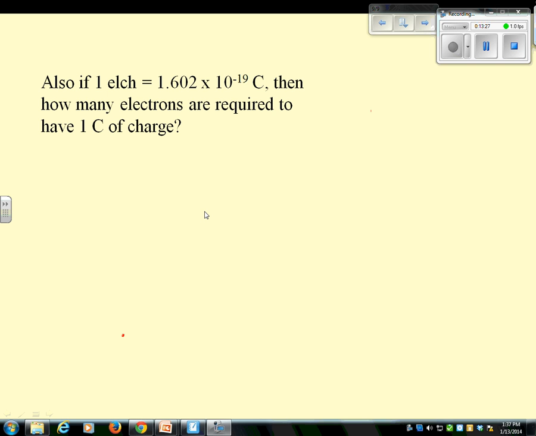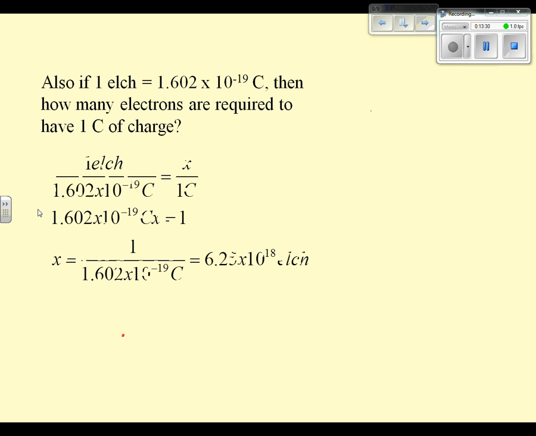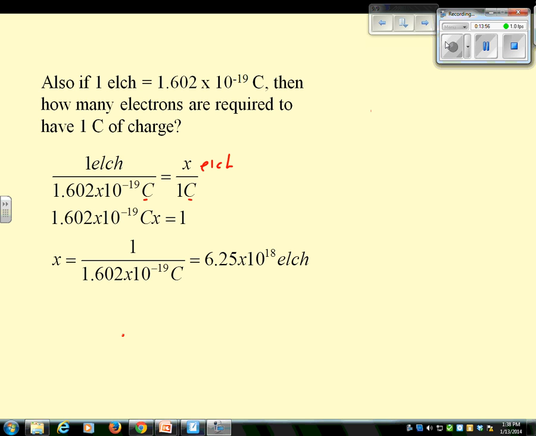Okay, so we're going to cross multiply here. 1 elementary charge is equal to 1.602 times 10 to the minus 19 coulombs. So X elementary charges is 1 coulomb. Notice that the tops are both in elementary charges and the bottoms are both in coulombs. Yes, you should write that down, and you should cross multiply. Okay, so does that cross multiplying make sense? 1 elementary charge is 1.602 times 10 to the minus 19 coulombs. So X elementary charges is 1 coulomb.